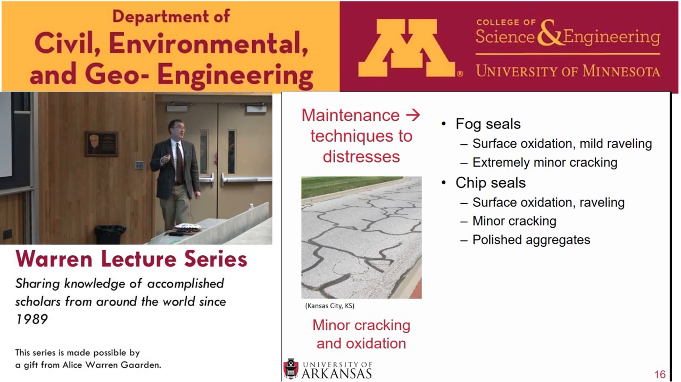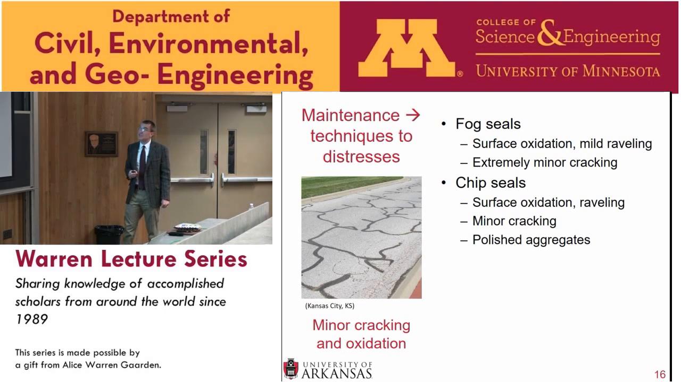Now here's the tricky part. We know we have these distresses, and we know we have these treatments that can fix distresses, but how on earth do we start matching these? And these next 2 slides are just going to be a very brief introduction to some of the possibilities, because there is no one way to do any sort of treatment of an existing roadway. But for example, for a fog seal, you can place a fog seal on a road that has either oxidation or raveling or extremely minor cracking.